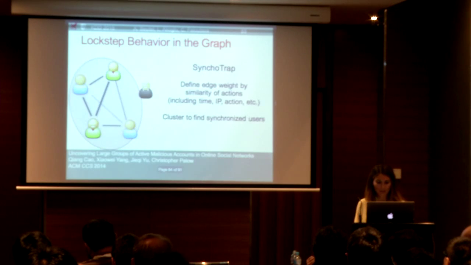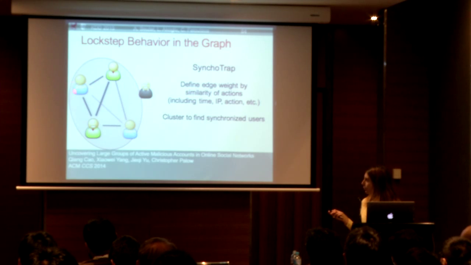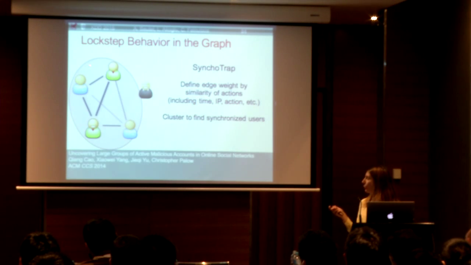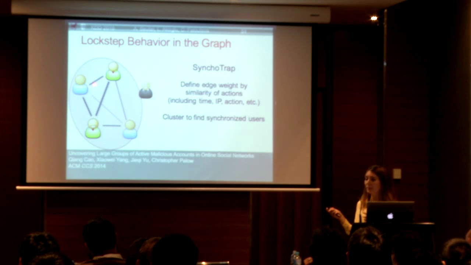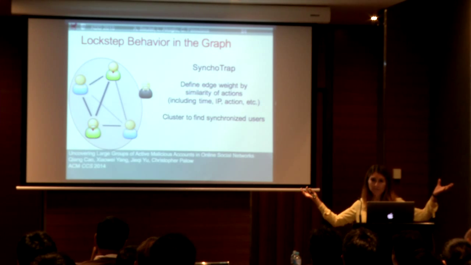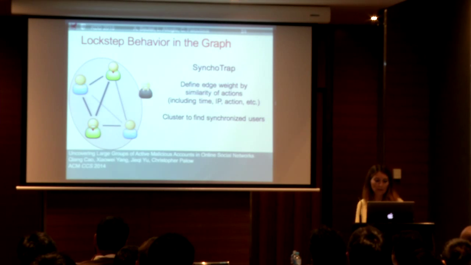To detect such things, for each node, for each account, they look at some features, attributes like time, IP address, action that they perform, and they define a similarity function, and they connect two nodes if their similarity is really high. And then the goal is, given this similarity graph, to find dense regions, like densely connected, heavy subgraphs.